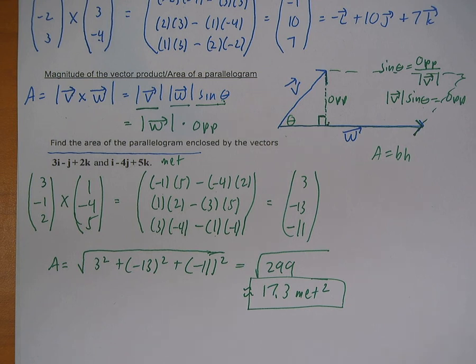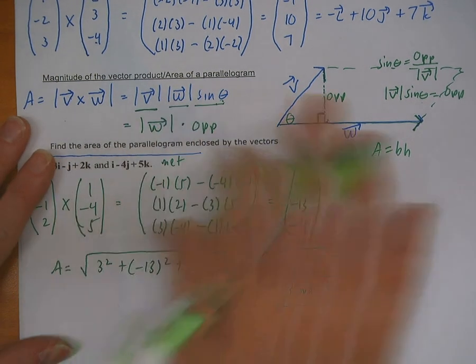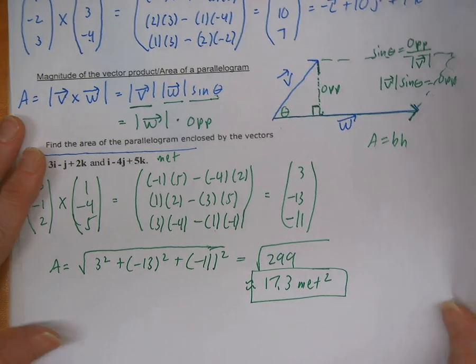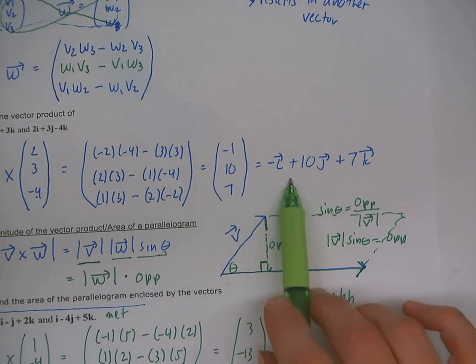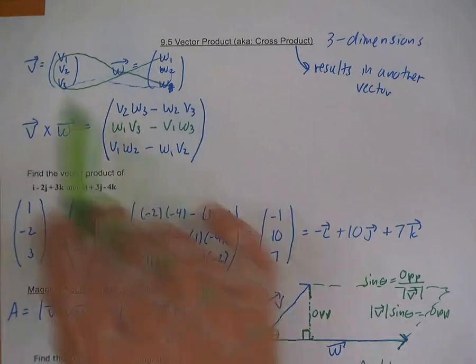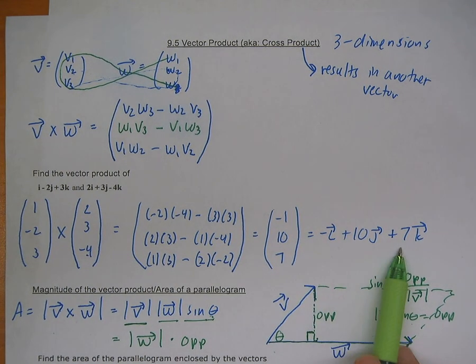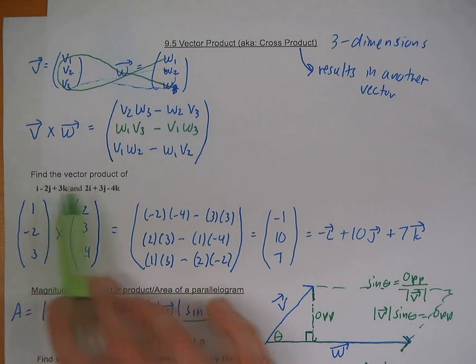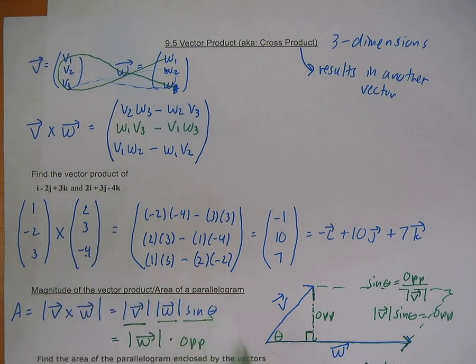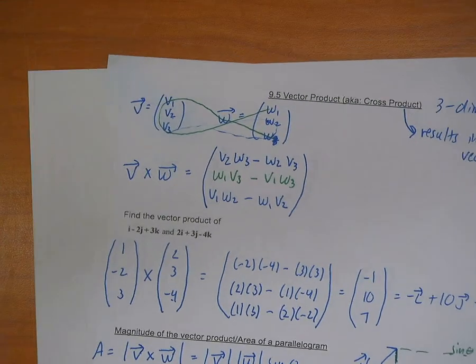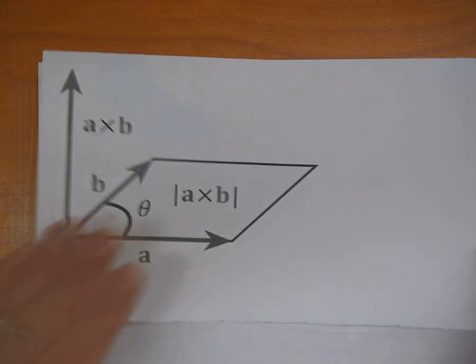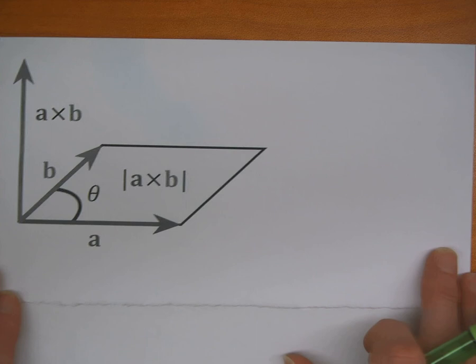All right, another aspect I want to talk about, and this is going to go off the printed notes. I realized I wanted to talk a little bit about how the cross product, how this vector relates to the original vectors. So how does negative i plus 10j plus 7k relate to this vector and relate to this vector? I realized that had not gotten put in my notes. So you may want to grab a scratch piece of paper and draw that on a little bit.